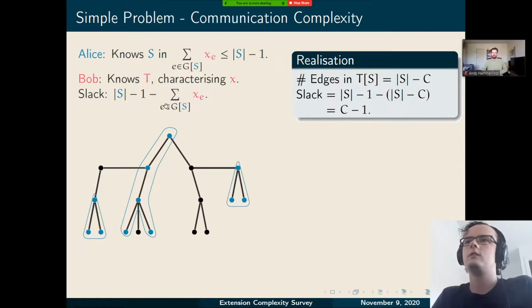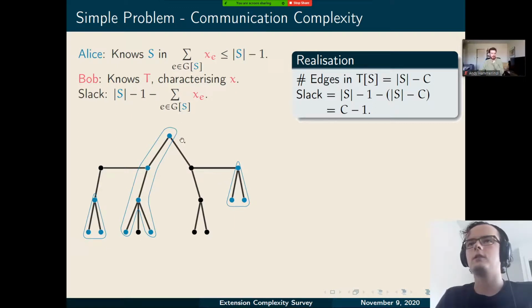So since this is the number of edges in our forest, we can write this as the number of vertices |S| minus the number of components C. And we find that the slack we want to compute is exactly the number of components in this induced subgraph minus 1. So now, as long as we can come up with a protocol that computes this value in an efficient amount of bits, then we can come up with an efficient extended formulation of the spanning tree polytope.